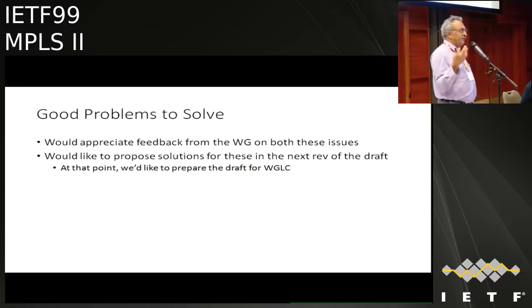I ran into AC yesterday. He said, before you progress this, bring it to ISIS and OSPF, just because there are encodings there. And so once we've settled these two points, we'd like to propose that we prepare the draft for working group last call and then move it forward.